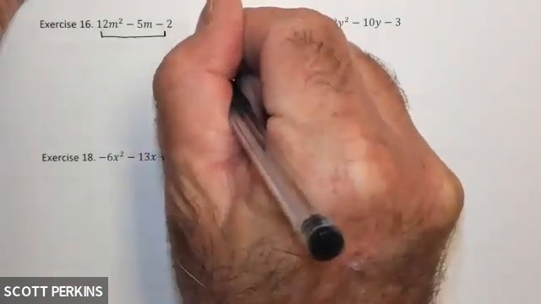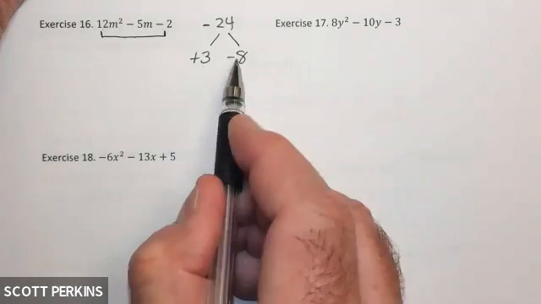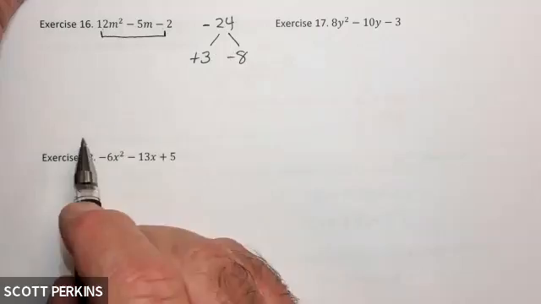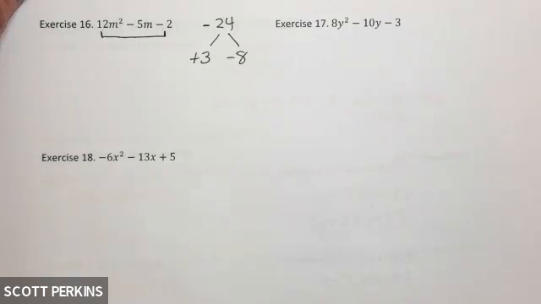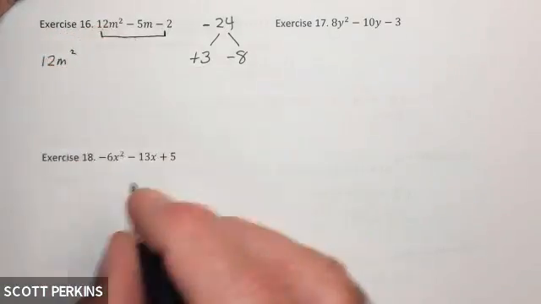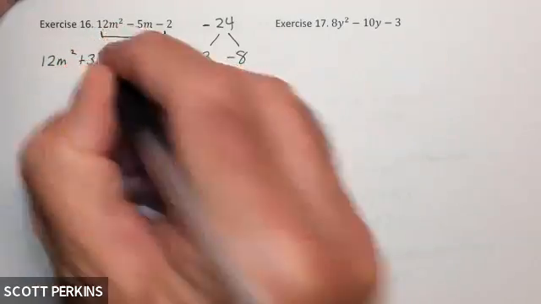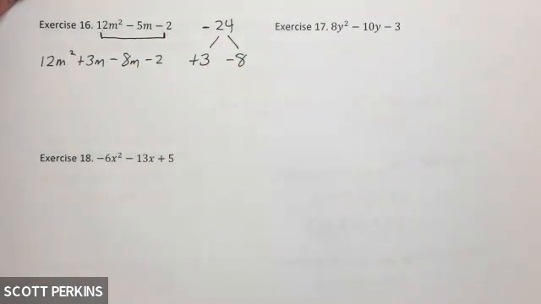Okay, positive 3, negative 8. The reason why, positive 3 times negative 8 is negative 24. Positive 3 plus negative 8 is negative 5, which I have in the middle. So those are the right two factors. Great job. So I have 12m squared plus 3m minus 8m minus 2. Factor by grouping.